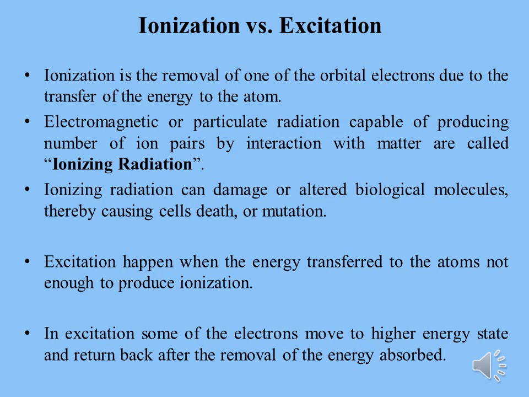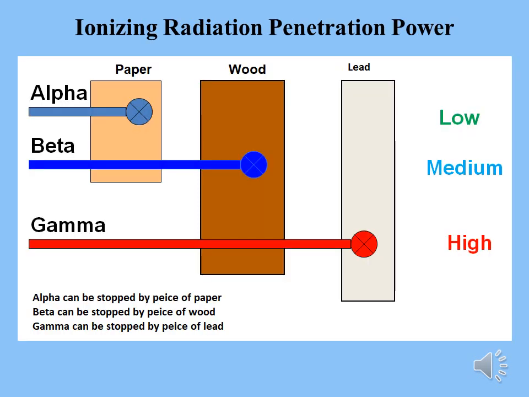Ionization versus excitation. Ionization is the removal of one of the orbital electrons due to the transfer of energy to the atom. Electromagnetic or particulate radiations capable of producing a number of ion pairs by interaction with matter are called ionizing radiation. Ionizing radiation can damage and alter biological molecules, thereby causing cell death or mutation. Excitation happens when the energy transferred to the atoms is not enough to produce ionization. In excitation some of the electrons move to a higher energy state and return back after the removal of the energy absorbed.